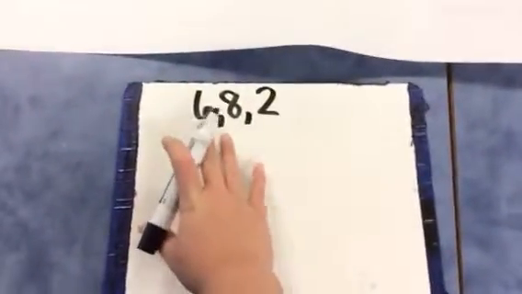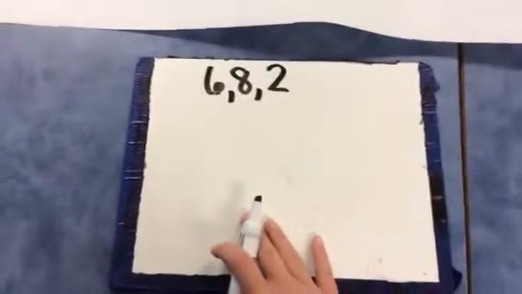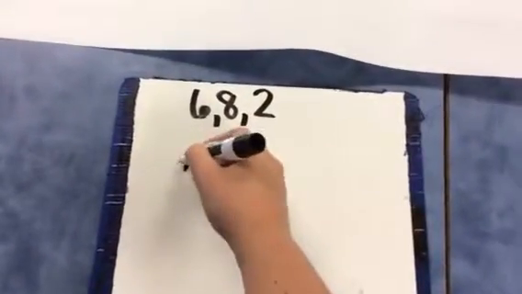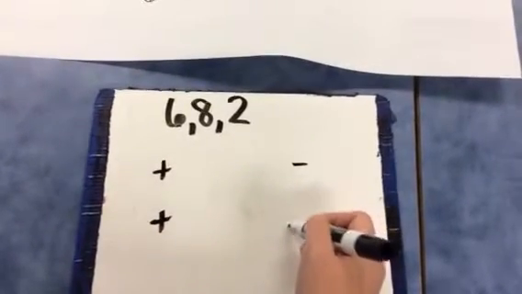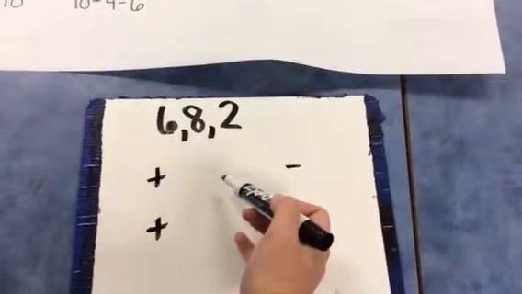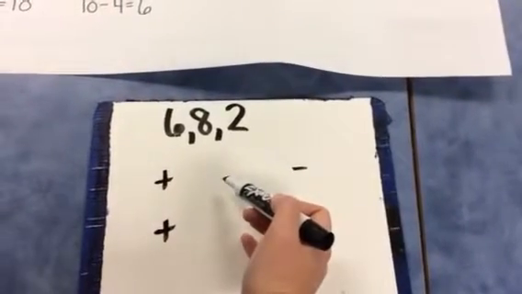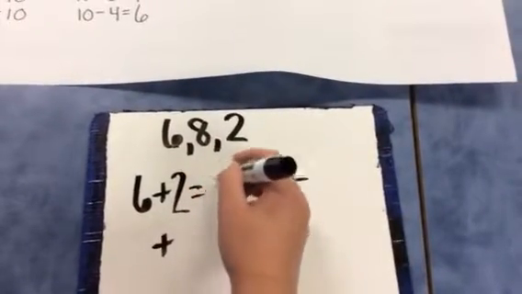I'm going to show you an example. Here we go. So let's say I have the numbers 6, 8, and 2, and they tell me to start writing fact families. Well, first I'm going to think about my 2 addition, and then I'll think about my 2 subtraction. So, I don't want to write 6 plus 8 equals 2 because that's not true. I can write 6 plus 2 equals 8 because that is true.